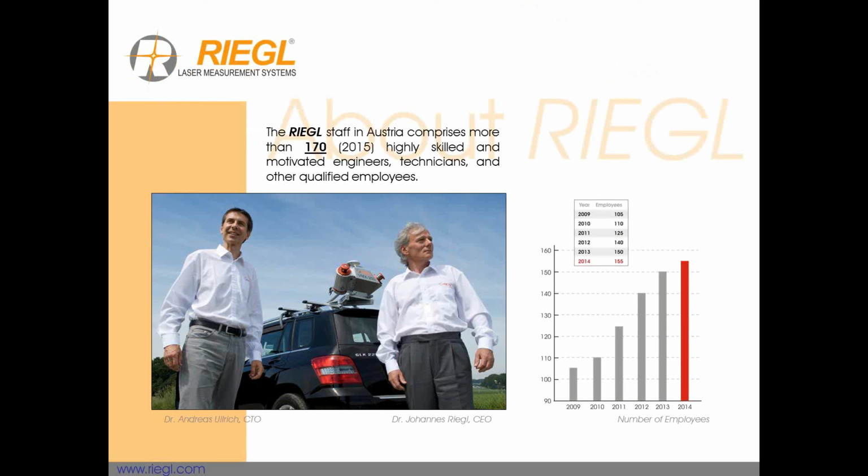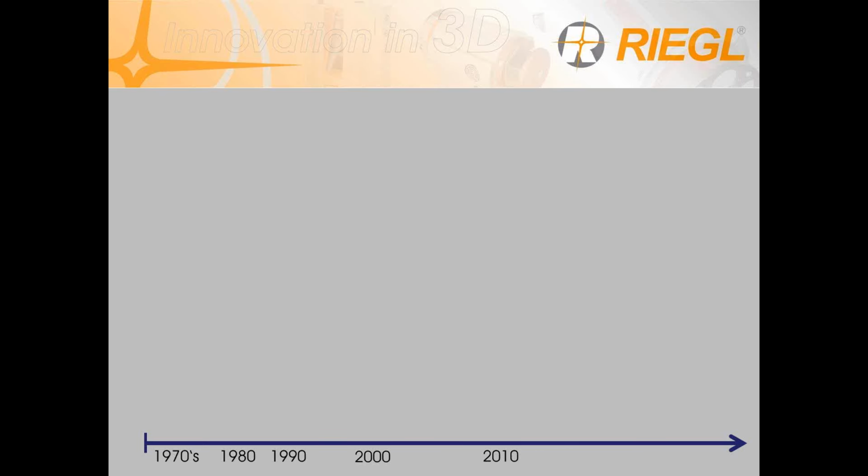We now have more than 170 people here in Horn, Austria. You can see the little chart. We've grown over the years, and we continue to grow. So although our focus is incredibly scientific, the benefit of being super innovative is that there's always a demand for your products. So just to give you a bit of a history, not everyone knows our company.